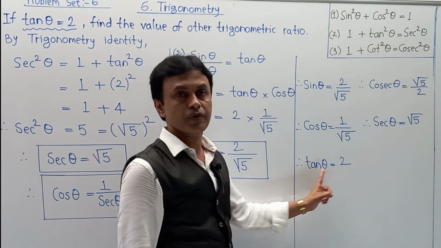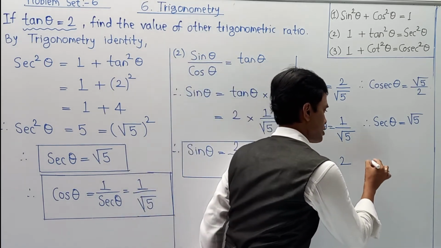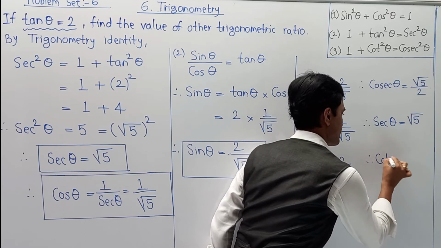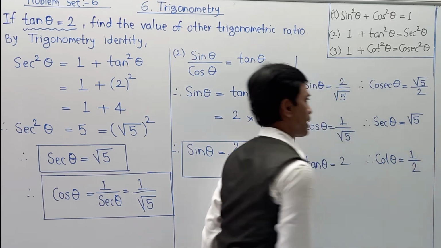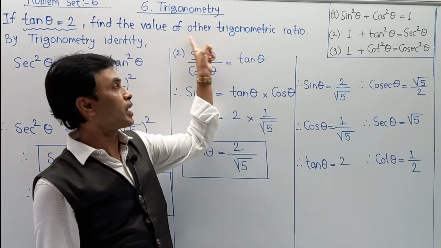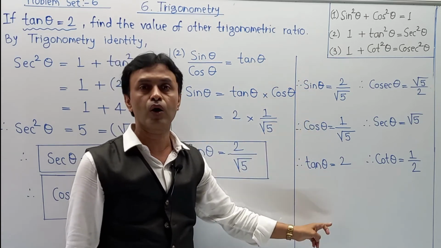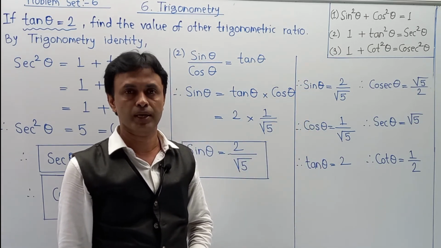And the reciprocal of tan is cot. Therefore, tan theta is 2, so cot theta is equal to 1 upon 2. And in this way, you can complete all the parts in terms of the other trigonometric ratios. So you have written all the trigonometric ratios over here, and in this way, you can easily solve this numerical.